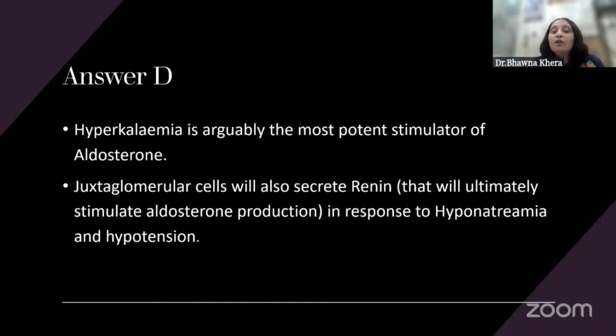Juxtaglomerular cells will also secrete renin that will ultimately stimulate the aldosterone production in response to hyponatremia and hypotension.